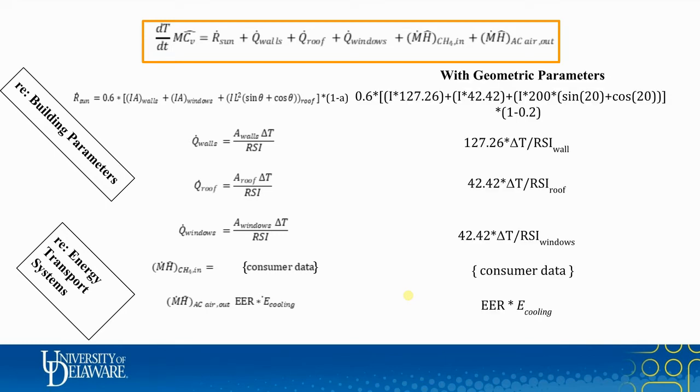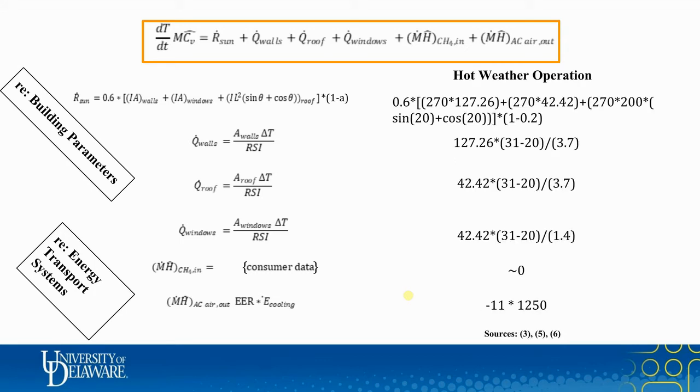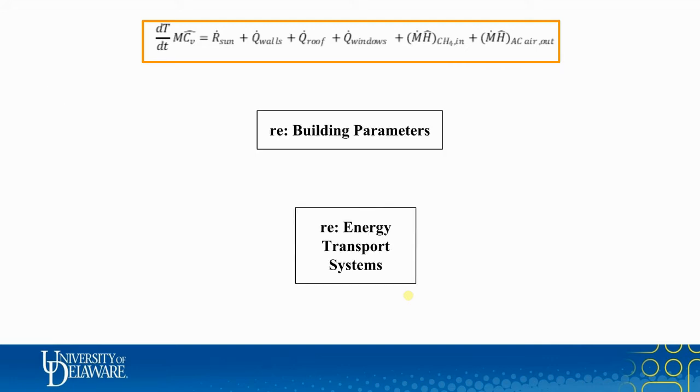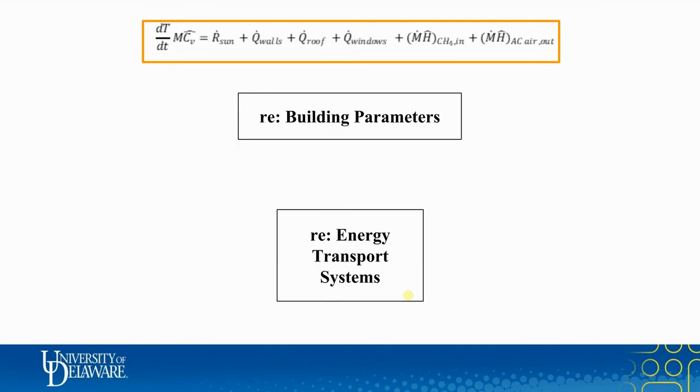With the geometric parameters included, the numbers look like this, and in hot weather operation, from consumer and government data, the energy looks like this. In cold weather operation, we have a much reduced solar term, and the Q from the walls increases in its relevance. We also are neglecting the air conditioning required to cool during the winter, as we are neglecting the heating required during the summer. These building parameters and transport systems are what may be changed to increase the efficiency of the house, especially, for our purposes, the building parameters.